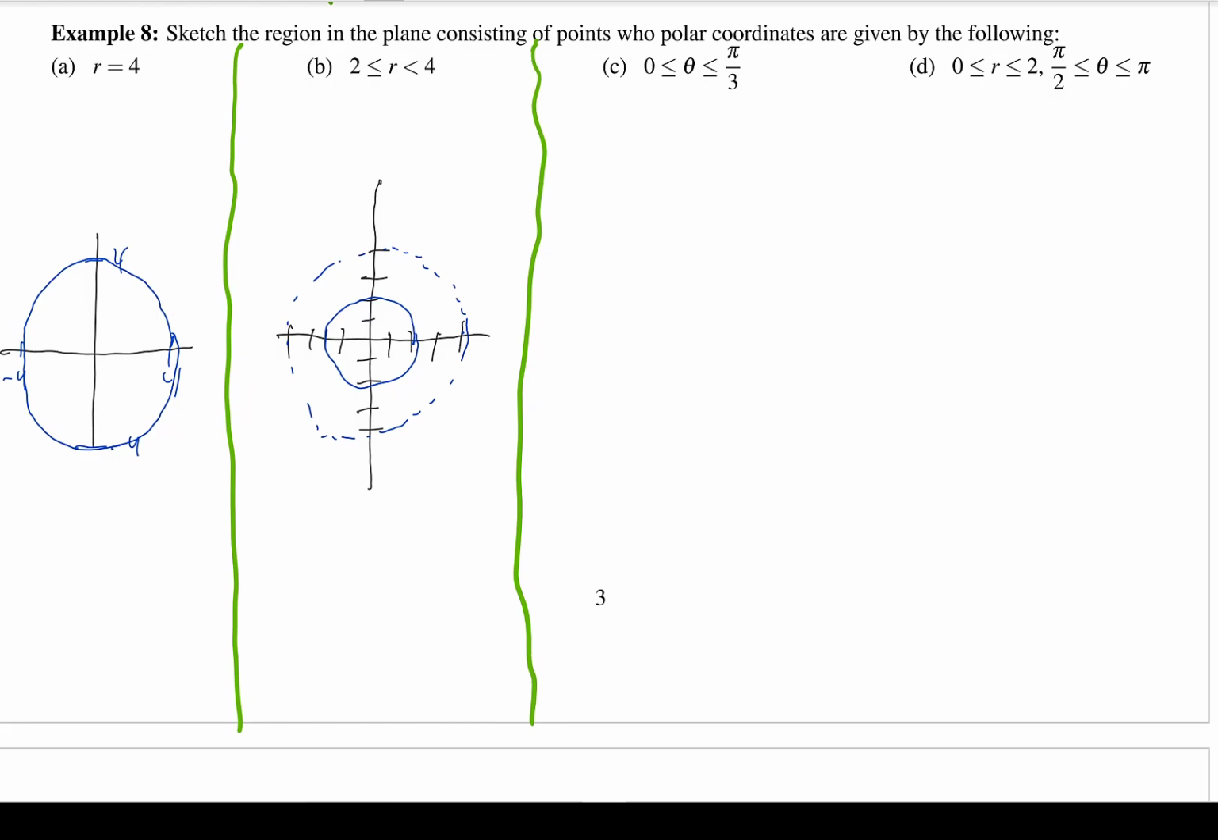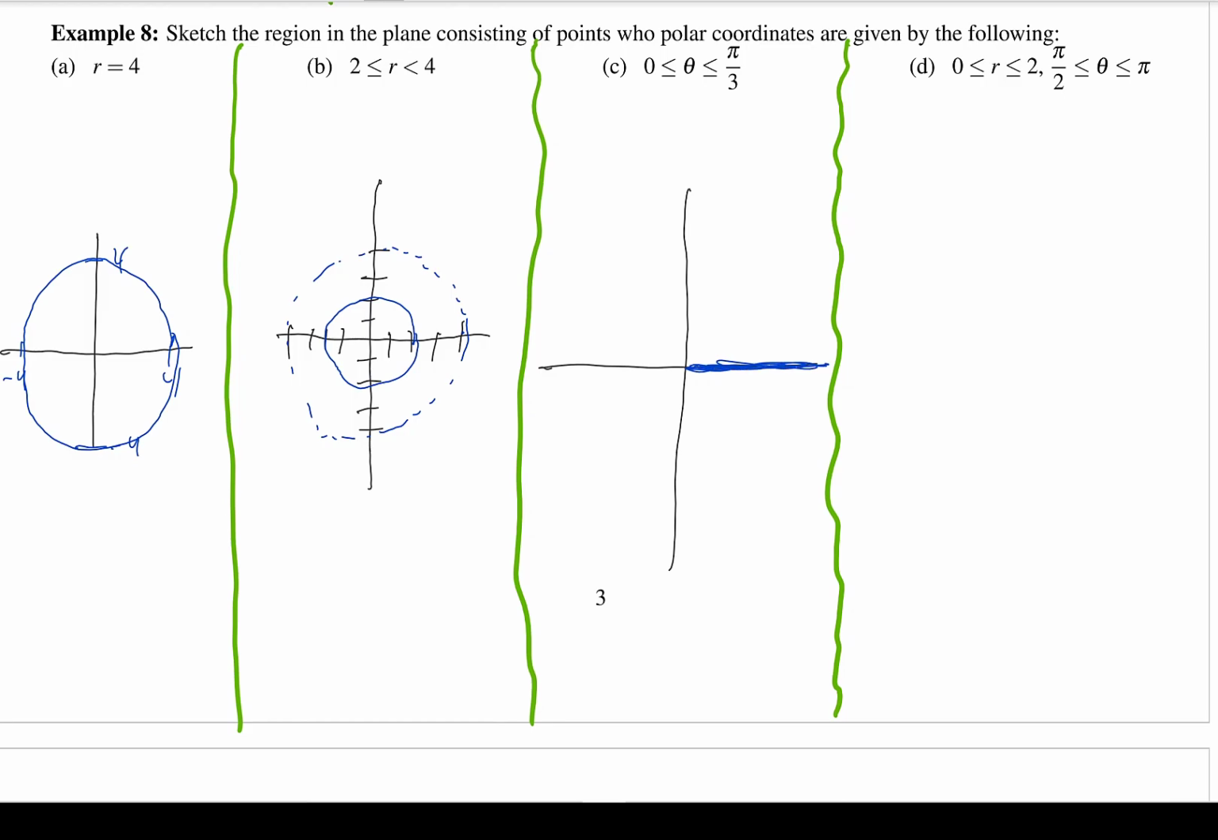Alright. Now part C is a little bit more interesting because now we're not dealing with r anymore. Instead, we're dealing with theta. So here's what I want to look at. We know that theta can be between 0 and pi over 3. My first intuition here is, okay, we include theta equals 0. So that would be this right here.